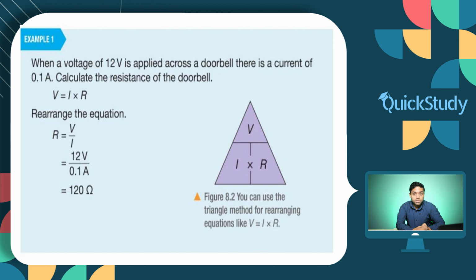Let's look at some examples and problems considering Ohm's law. When a voltage of 12 volts is applied across a doorbell, there is a current of 0.1 ampere. We have to calculate the resistance of the doorbell. We know the formula is V = I × R, but we have to calculate the resistance, so we have to rearrange this equation. R = V / I. Therefore, 12 volts divided by 0.1 ampere. The answer would be 120 ohms.